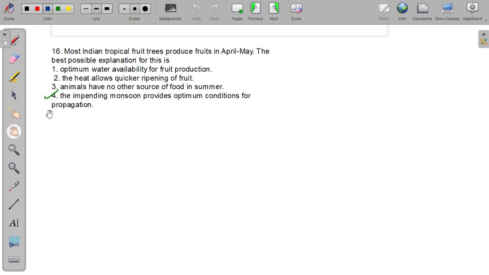So the only remaining option is that the impending monsoon provides optimum conditions for propagation. The upcoming monsoons will happen in June or July, so that will provide optimum conditions for propagation. Hence that will automatically raise the production of fruits in summer.